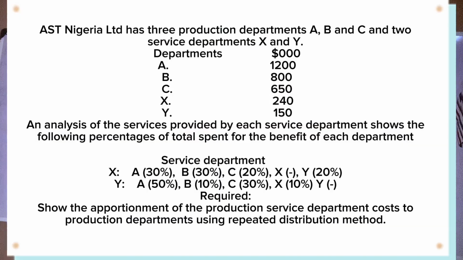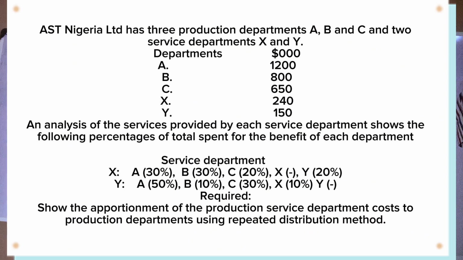In this question, we have AST Nigeria Limited, which has three production departments A, B, and C, and two service departments X and Y. After the costs have been apportioned, their totals are: Department A is $8,200. Department B is $800. Department C is $650. Service department X is $240, and service department Y is $150.